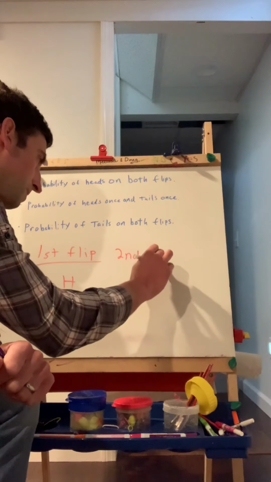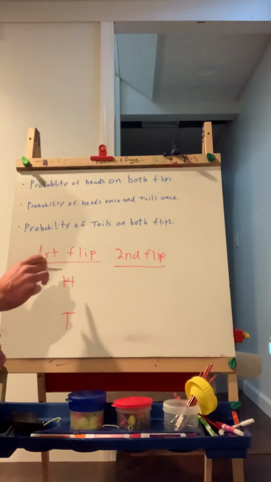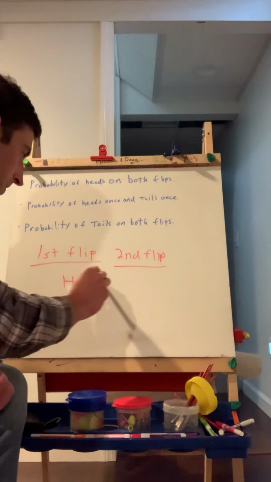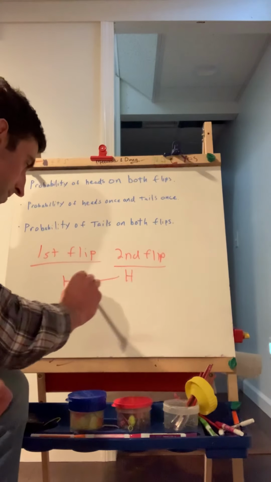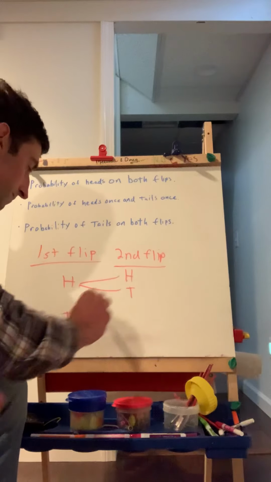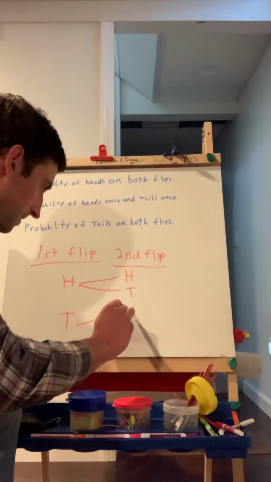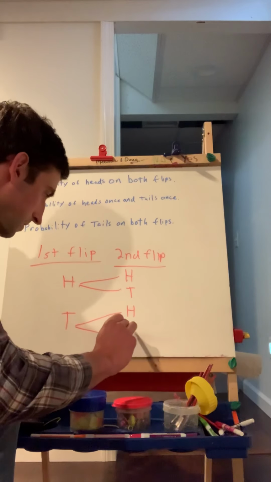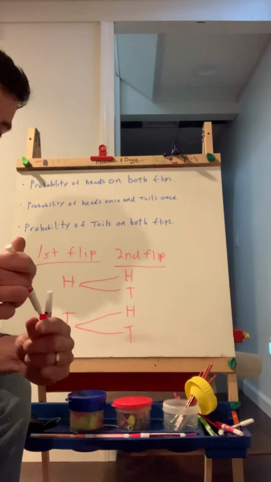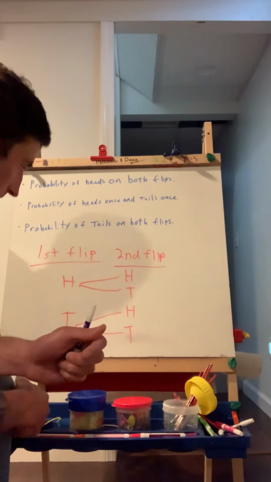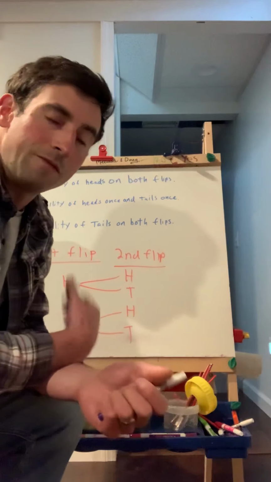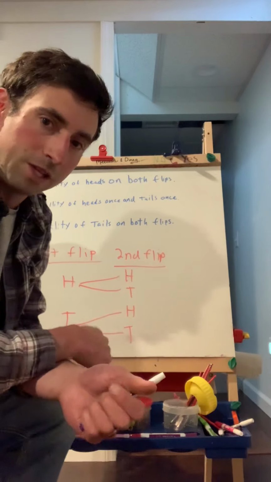Now on the second flip, if I were to get heads on the first flip, I could either get heads on the second flip or tails on the second flip. And if I got tails on the first flip, I could get heads on the second flip or tails on the second flip. So this tree diagram shows all my possible outcomes. And I find these easier to read if I turn it into a list.